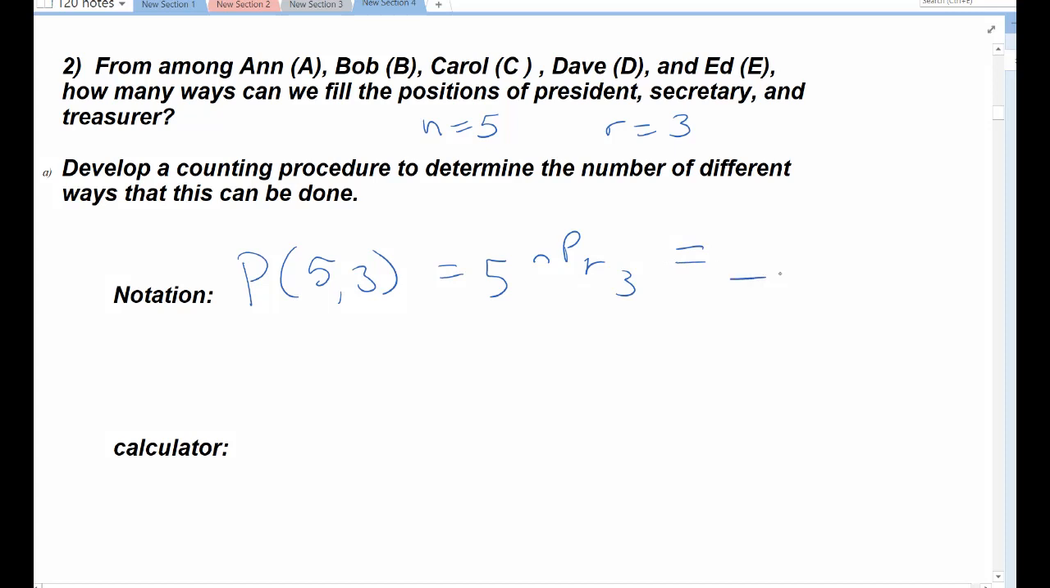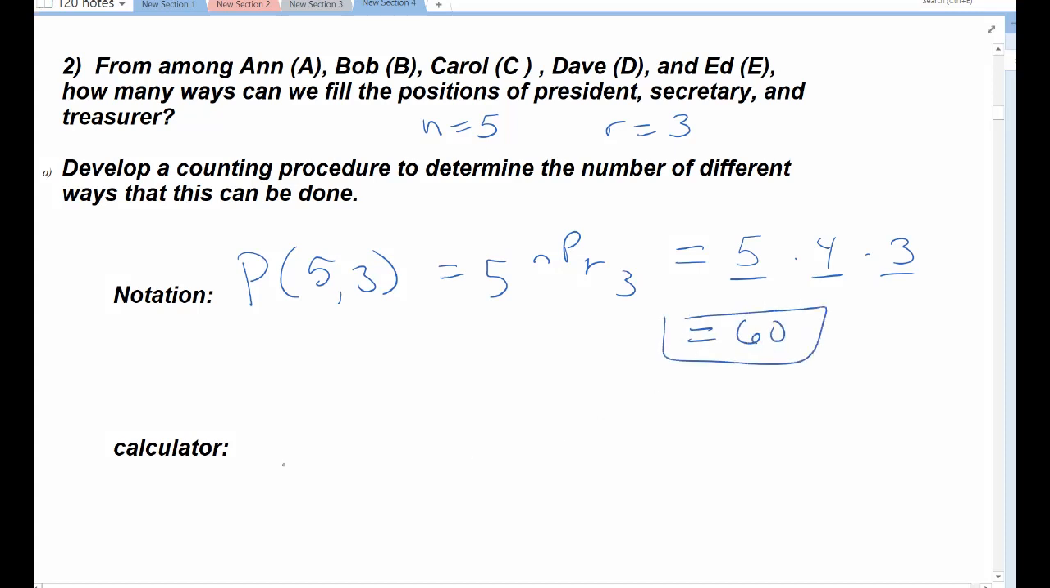If I don't use the formula, I still have 3 spots. The first position was president, well, there would have been 5 people for that. I could pick anybody. Then once I've picked president, there would have been 4 left for secretary, and once I picked secretary, there would have been 3 left for treasurer. I keep wanting to say treasurer second. So 5 times 4 times 3, which would make it 60 different ways.